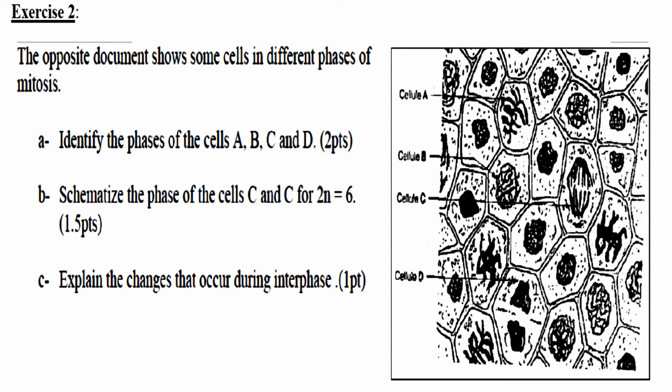Part B, schematize the phase of the cell C for 2n equals 6 chromosomes. C is anaphase. Okay, I want to draw the anaphase. I need 6 fibers on top because 2n equals 6 chromosomes. So the total number of chromosomes is 6. I want 6 fibers, and I will draw here, each fiber is carrying 1 chromatid. Okay, I don't have asters because this is a plant cell, and we have a cell wall.